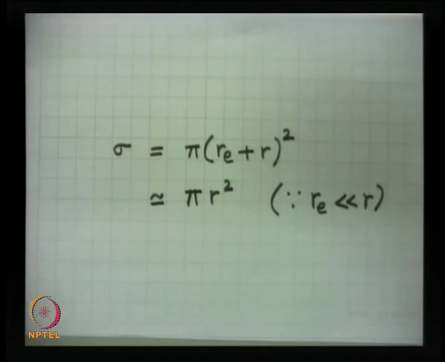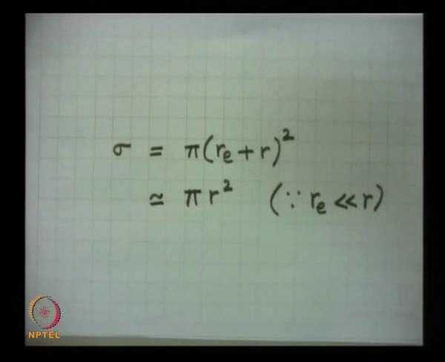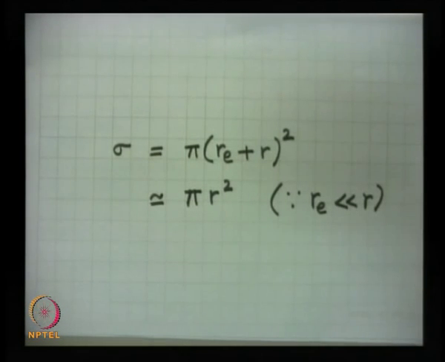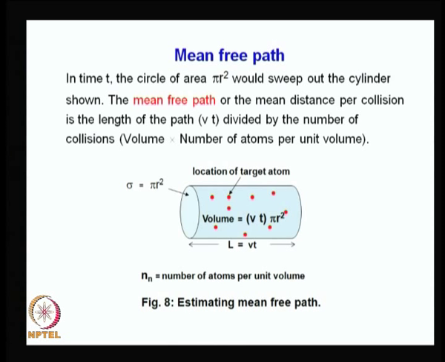So, assuming the hard sphere scattering model, we have arrived at an expression for the scattering cross section that sigma is pi R square. This is the effective area offered by the target atom or molecule to the charged particles in the plasma. Now, how do we express the mean free path in terms of this collision cross section and number density?